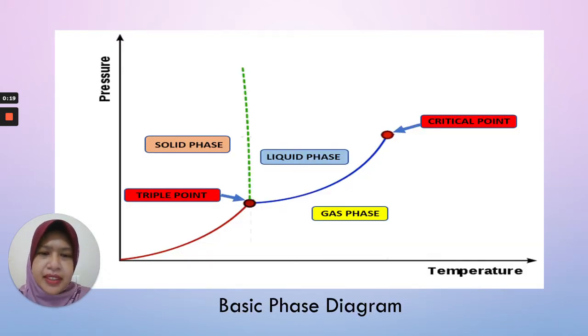This is the basic phase diagram. A phase diagram is the easy and convenient way to show or picture the pressure and temperature dependency. You can see here, this is the pressure and temperature. It shows the pressure and temperature dependency of a pure substance in a closed system, without the presence of air.